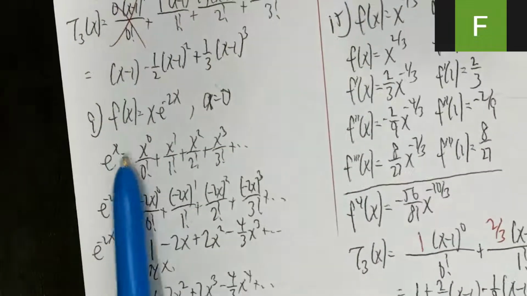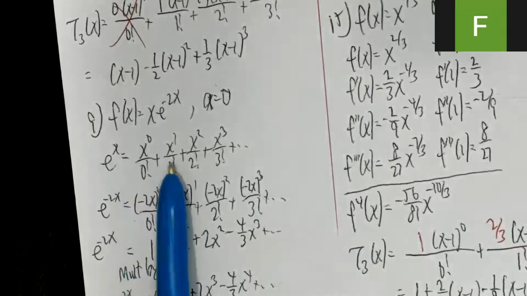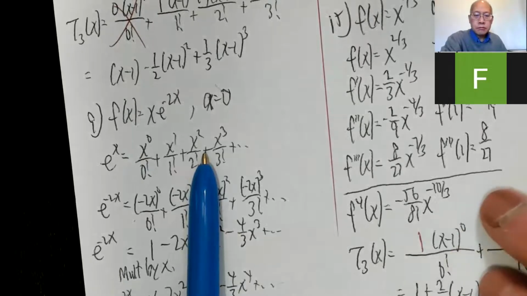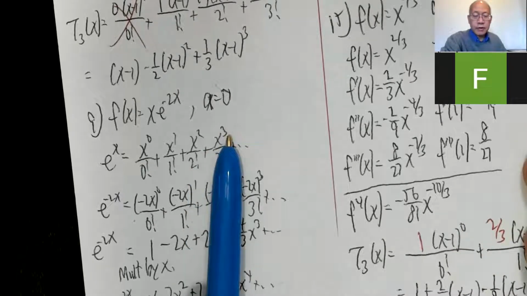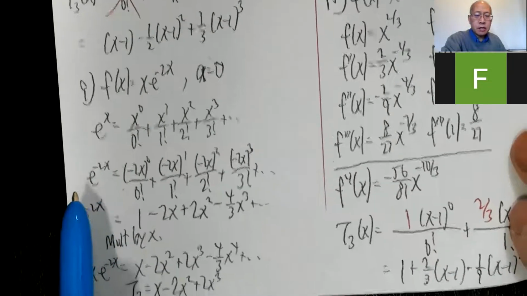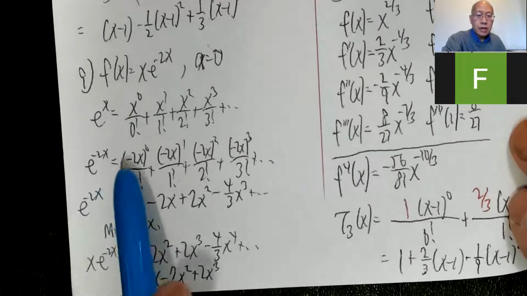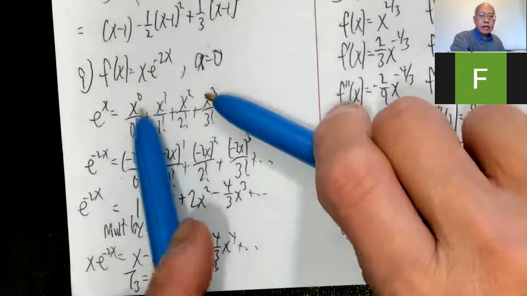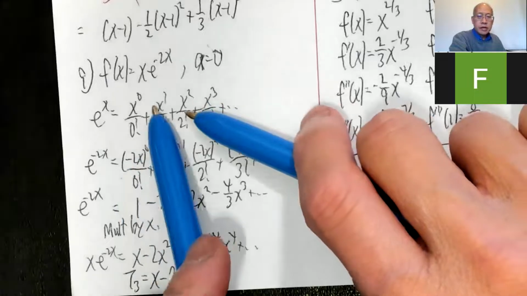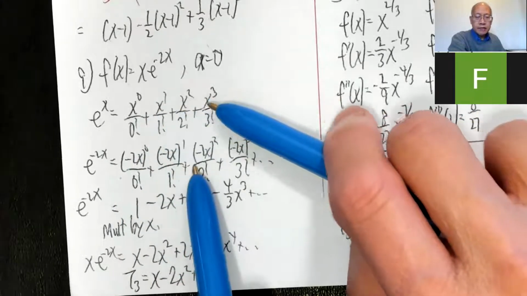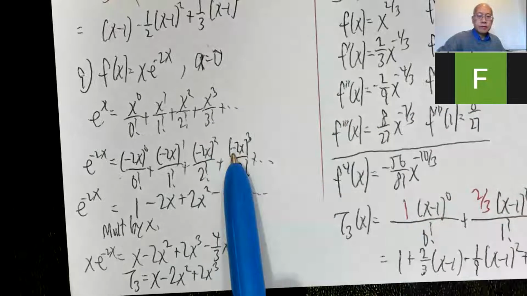Okay, so e to the x is x to the 0 over 0 factorial, plus x to the 1 over 1 factorial, plus x squared over 2 factorial, plus x cubed over 3 factorial. 4 terms, but we're going to have a cubic in a final answer anyway. And now, just like any other function, e to the negative 2x, right there, right there, right there, right there. Erase, parentheses, negative 2x. Erase, parentheses, negative 2x. All the way through.